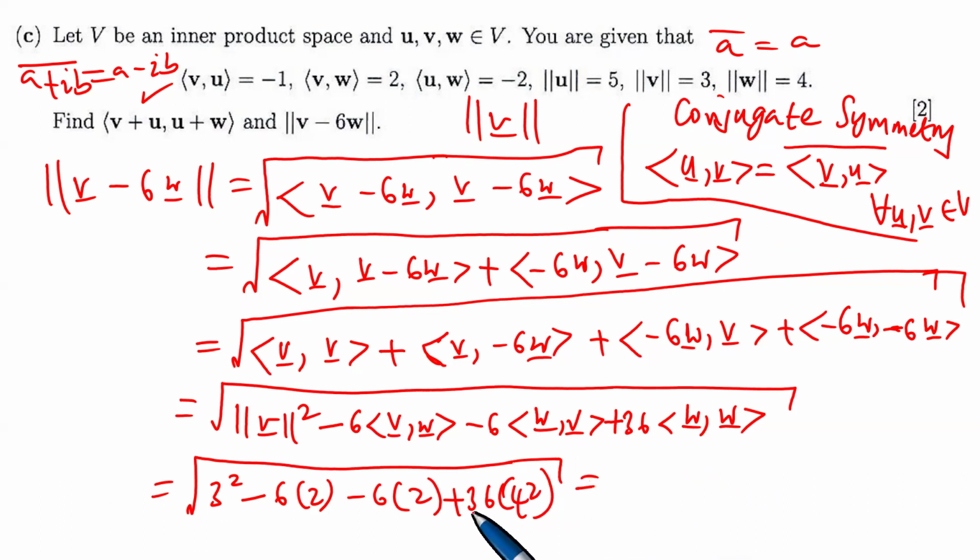Now let us look at exactly what this means. We just need to simplify these things. If you look at this very carefully, the 3 squared is 9. Then you have these two terms here, which is minus 12 minus 12, so minus 24. And then we have 36 by 16, which are not very nice numbers.